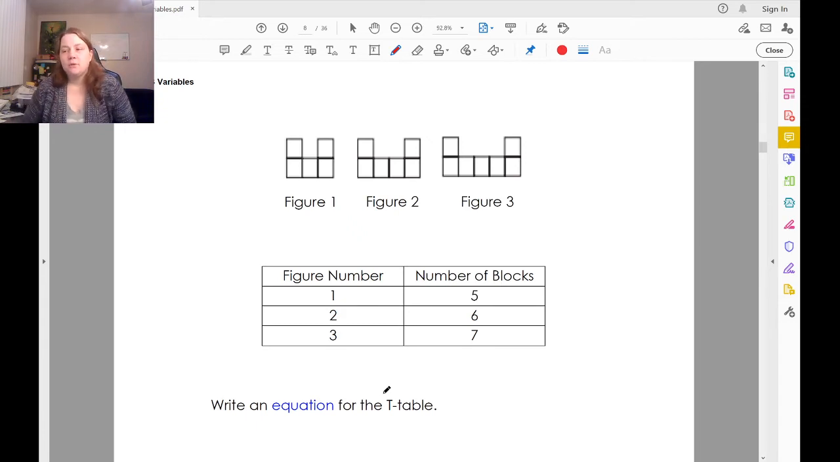So we see figure 1, figure 2, figure 3. Yes, it's a little bit blurry. There's nothing wrong with your eyes. They want us to write an equation. How do we go from the figure to the number of blocks?